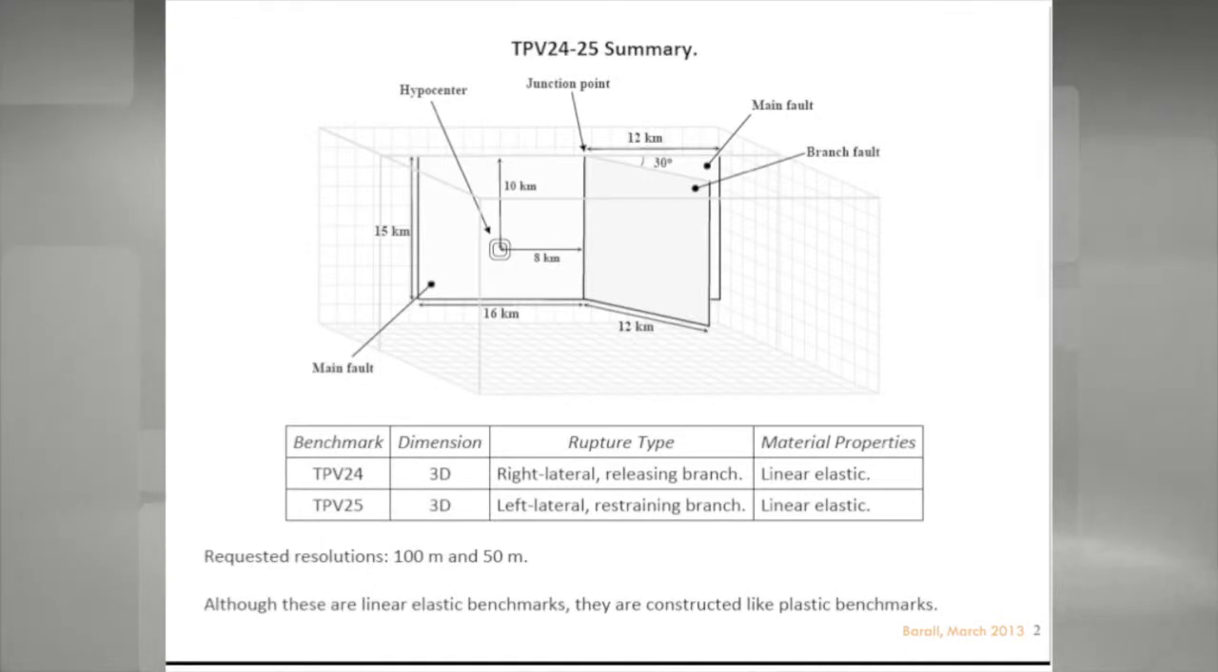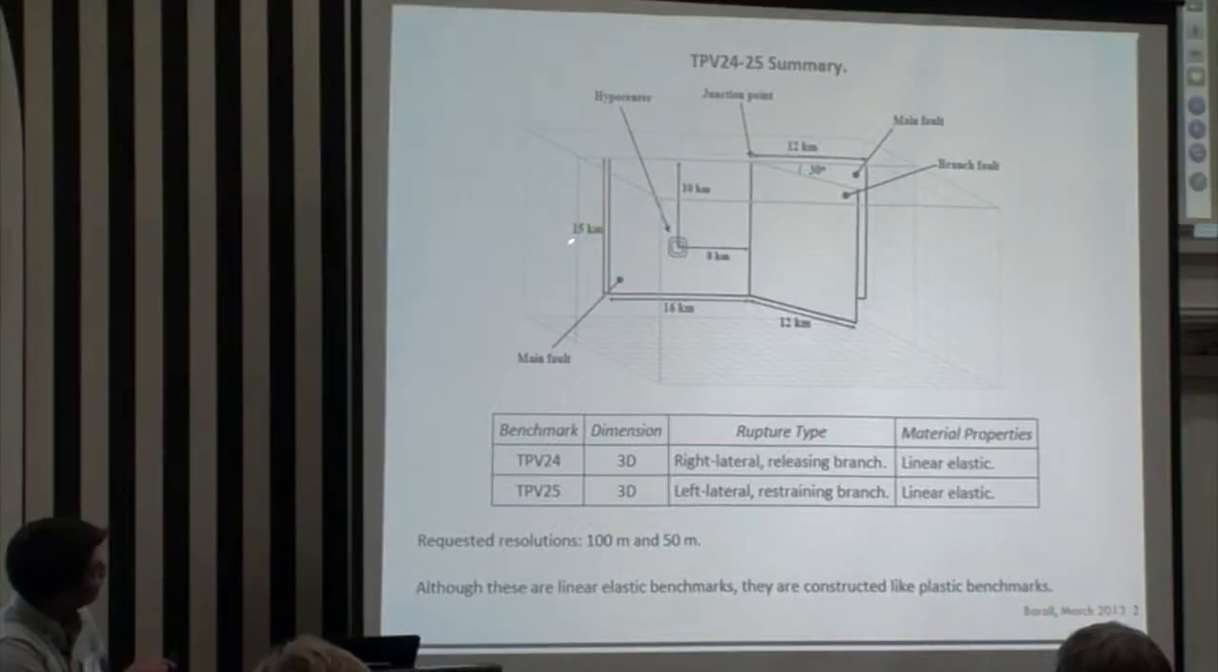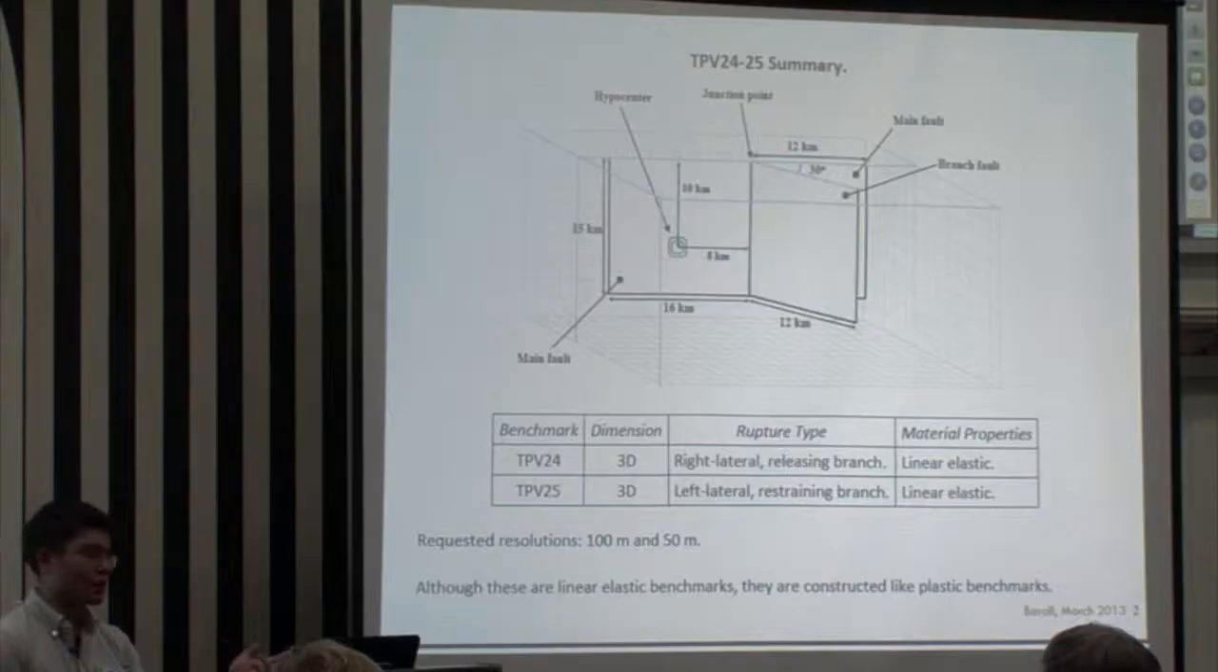So they had a splay fault that had 16 kilometers of main fault, and then the junction point, 12 kilometers of splay, and 12 kilometers continuing main fault, at a 30-degree angle. And they tested this as a releasing branch and a restraining branch. And there was some discussion of how to actually parameterize the branch itself. There was a lot of disagreement in the earlier years of the code validation workshop about how to parameterize this.